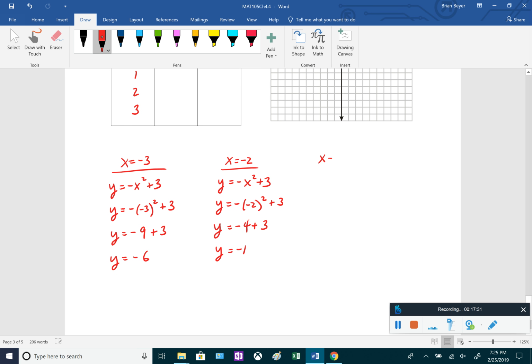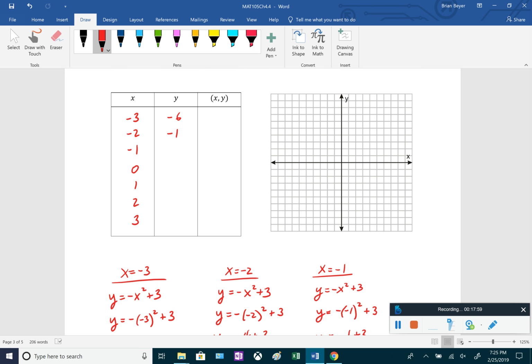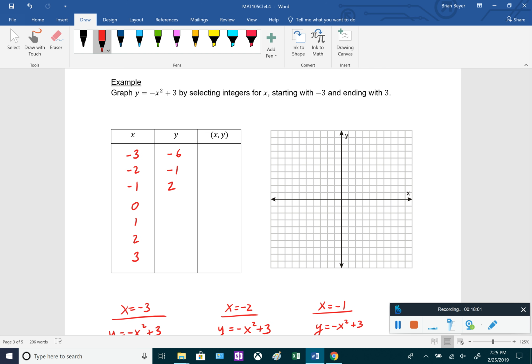And then I'll do 1 more, and then I'll just pause the video and fill in the rest. And you can try those ones if you want to make sure you can do this correctly. So plugging in a negative 1: negative, negative 1 squared plus 3, which ends up being negative 1 plus 3, which is 2. Okay, so that's going to be 2. And I'll pause it real quick and fill in the remaining ones.